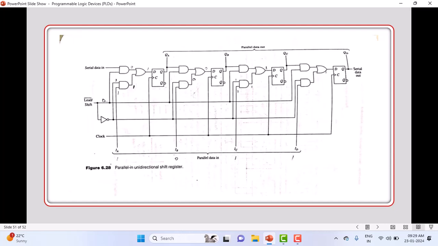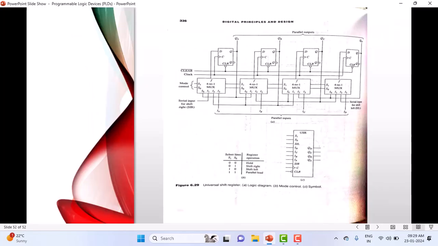See, we are discussing only two examples. One is unidirectional, the other is bidirectional. This is the unidirectional shift register. No need to worry about the design of this. What you need to do in the examination is write this one and explain how it works: how to load the data, how to move the data. These operations you must learn from this diagram. Any questions? Now look at this one.